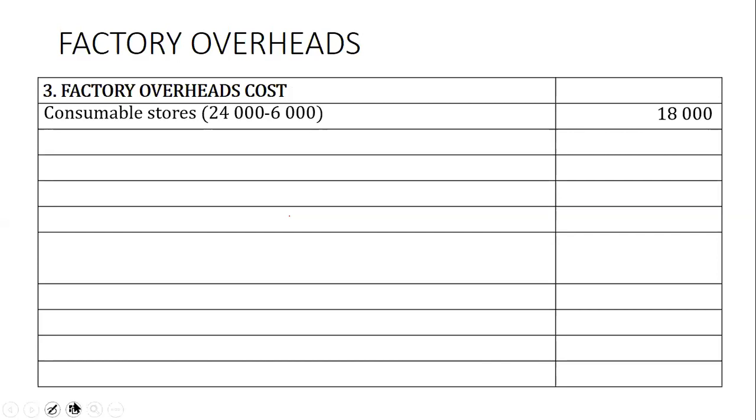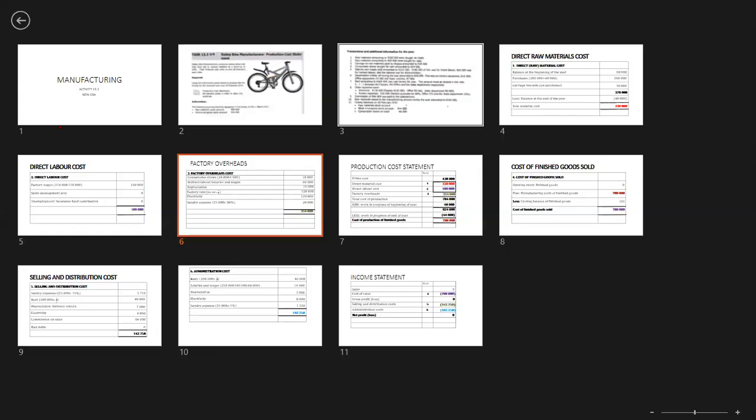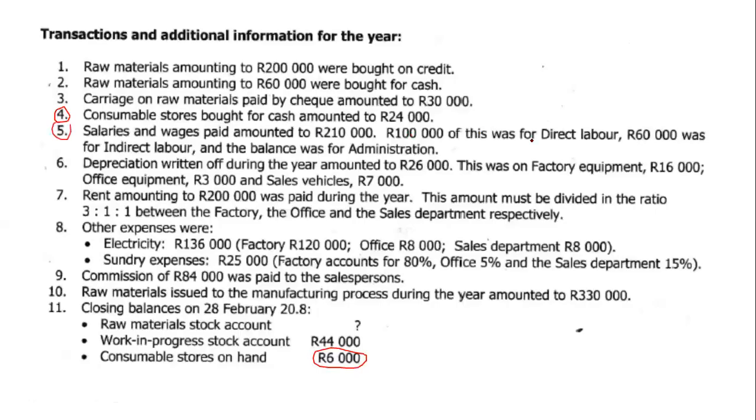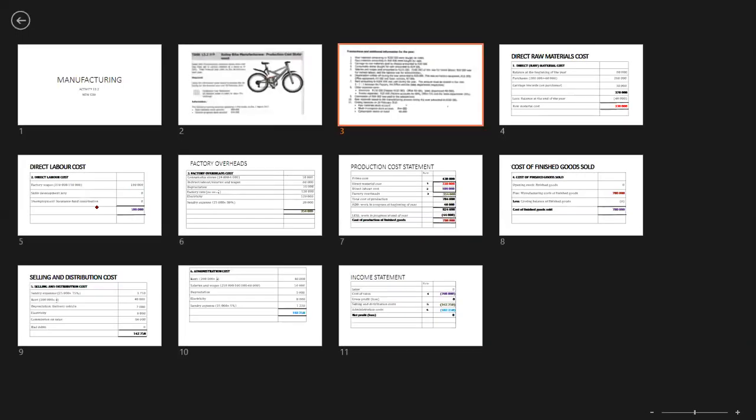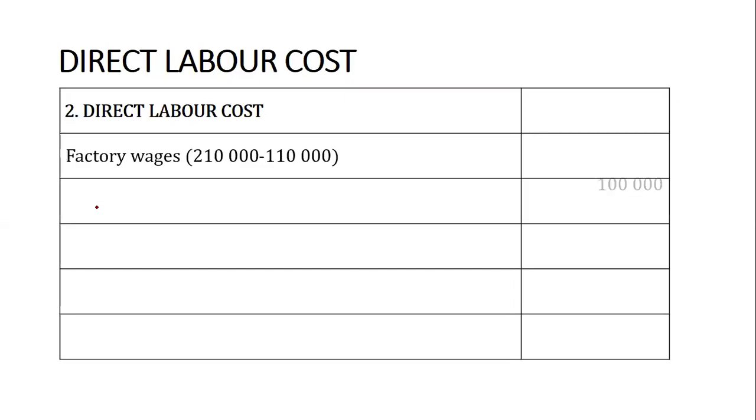Going back to the same slide. Now we're here again. And then number 5. In number 5, they said to you, salaries and wages paid amounted to 210,000 rand. 100,000 of this was for direct labor. Where will this 100,000 go to? This 100,000 will go to the direct labor cost, which is note number 2.